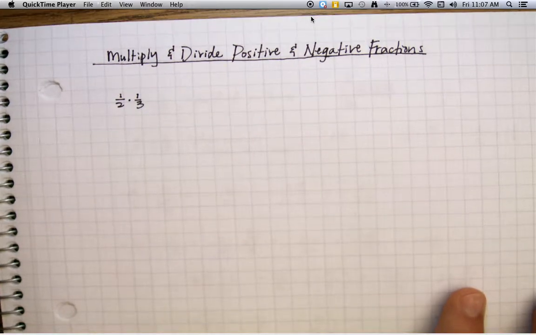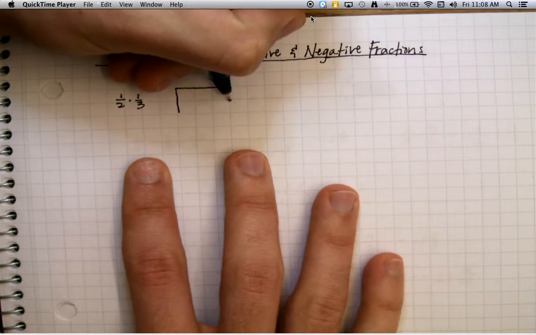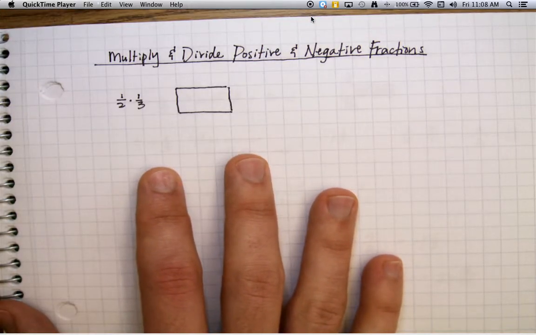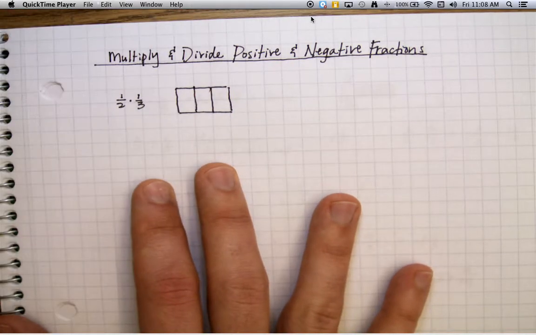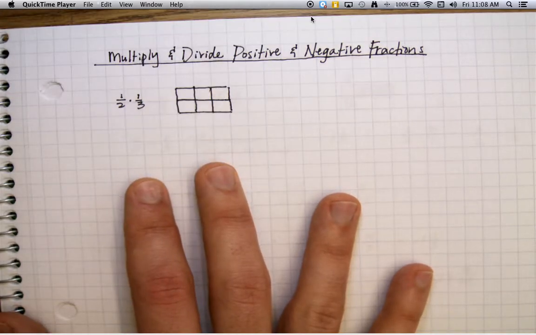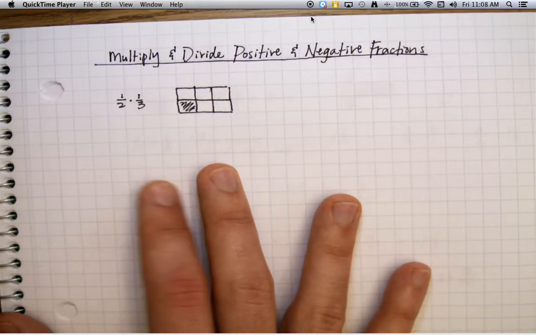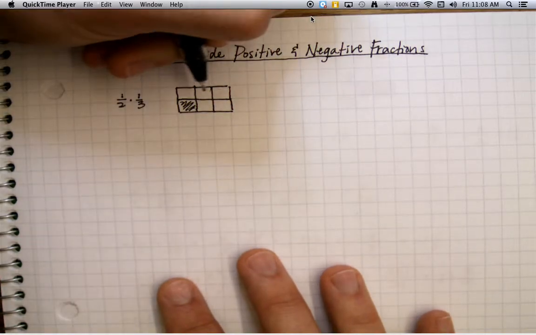So I'm going to take that same chocolate bar rectangle from my adding and subtracting screencast, and I'm going to think, what is half of a third? So if I had thirds, and I took a third and I cut it in half, I'm going to cut all my thirds in half. Half of a third would be that much. And that looks like 1 out of 6 equal pieces. So half of a third must be 1/6.